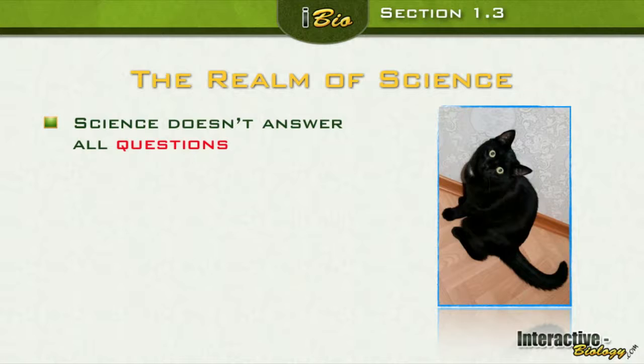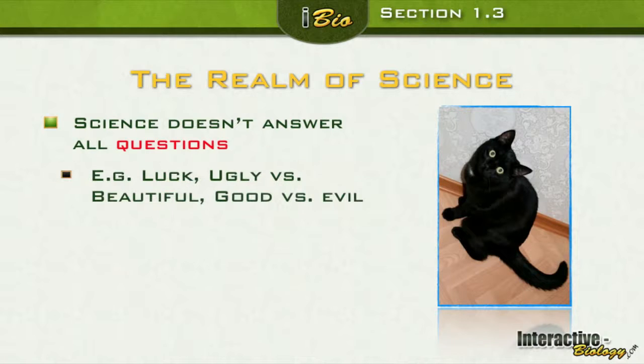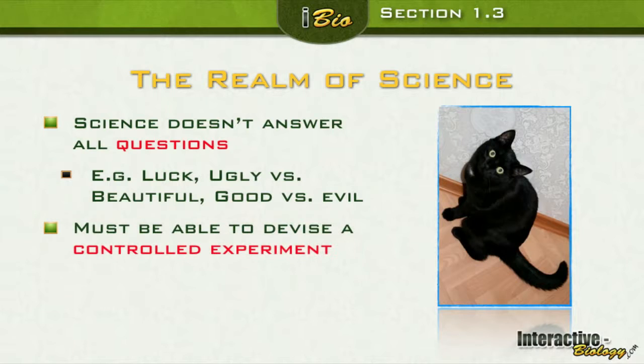Biology can't do it. Physics can't do it. Any science cannot do it. For example, we can't use science to determine luck, or whether something is ugly versus beautiful, whether it's good versus evil. These are concepts that you really can't scientifically test. All right, so you must be able to devise a controlled experiment.